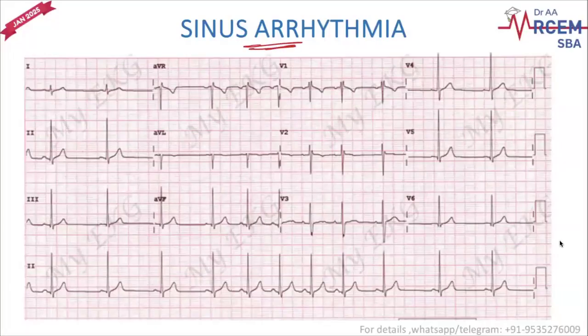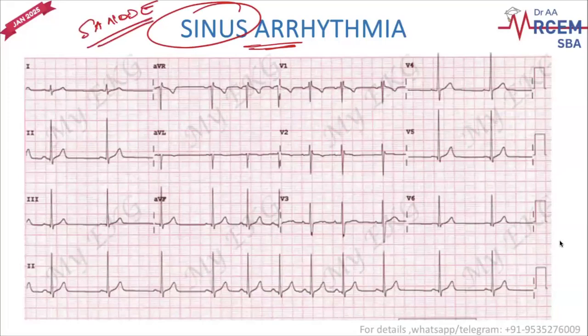Sinus arrhythmia. Sinus is the rhythm, which is saying it is arising from the SA node itself. It is not arising somewhere else. It is arising from the SA node itself. Arrhythmia means irregularity. So in a literal sense, if you ask me, it is nothing but dance. It's like someone is dancing. It is irregular.